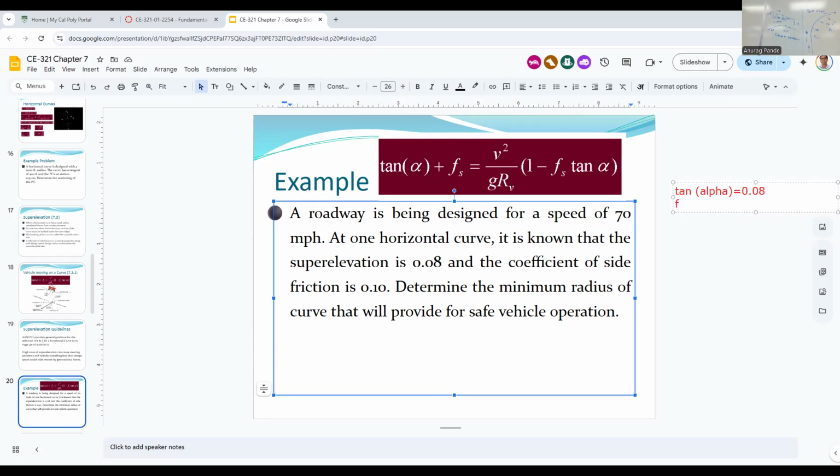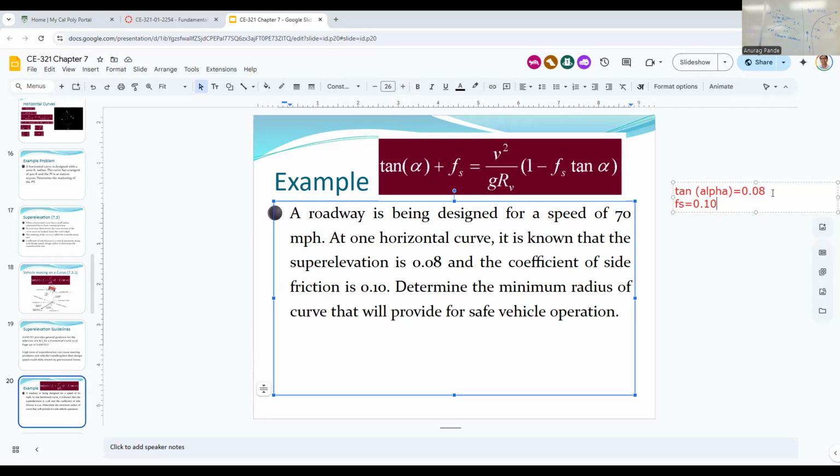Coefficient of side friction, Fs, is that known in this problem? They give you that directly, so 0.10, that's good. So Fs is given to us as well. We know the first two terms. Let's come to the right-hand side of the equation.